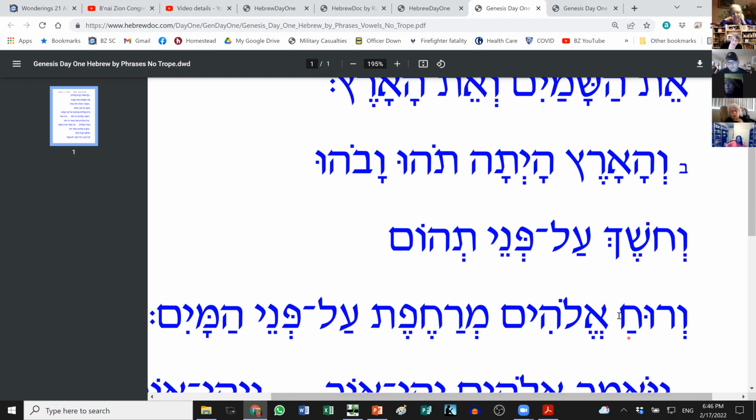Viruach, and this is a tricky one. It's called a furtive patak, which means a sneaky patak. Viruach. Spirit. I said spirit. Ruach is spirit or breath or wind, exactly. Elohim. Merachefet. Al Pene Hamayim.